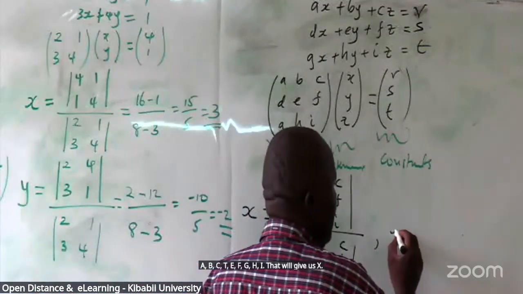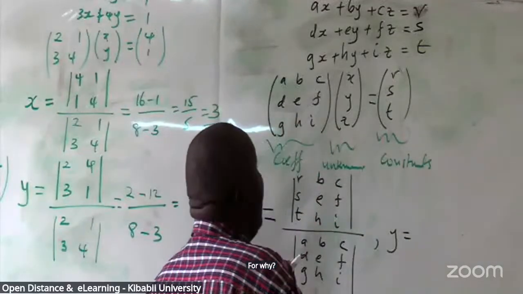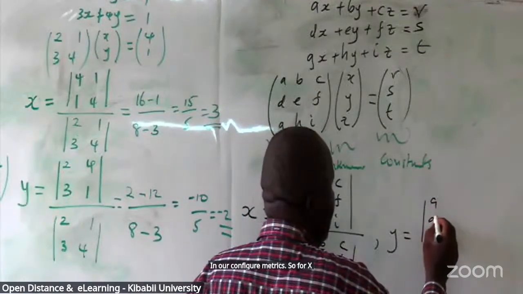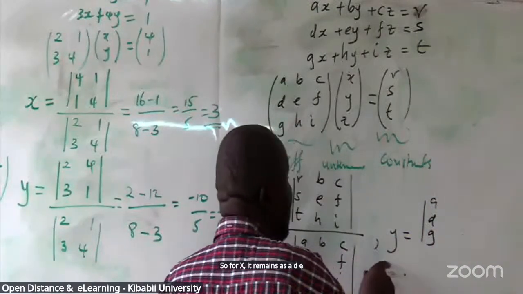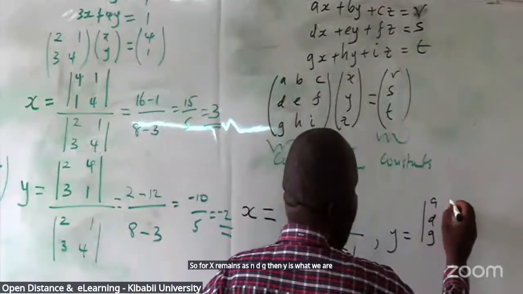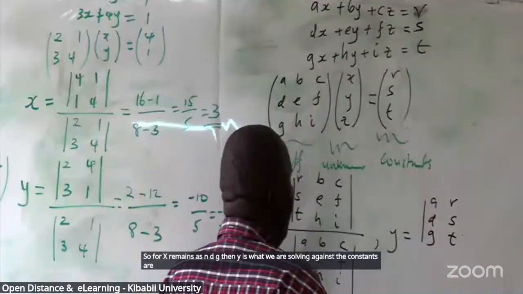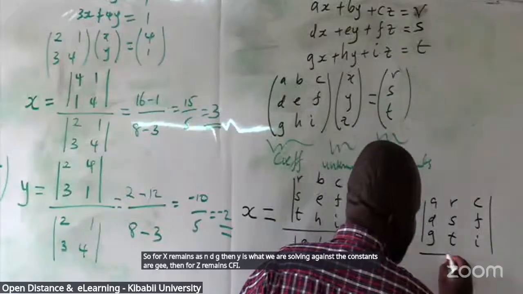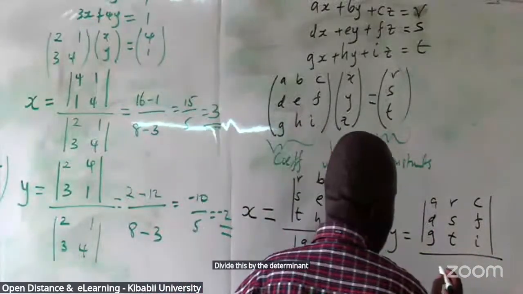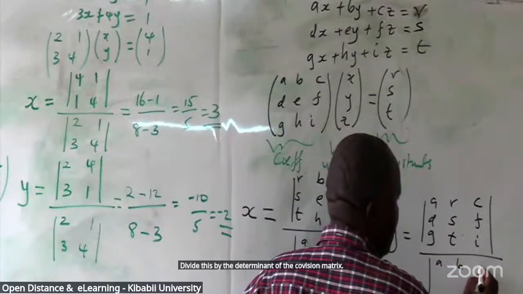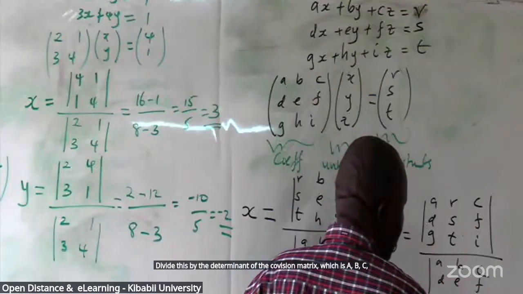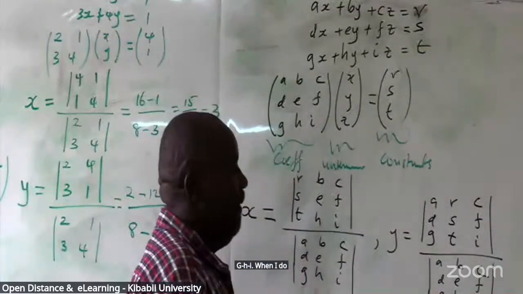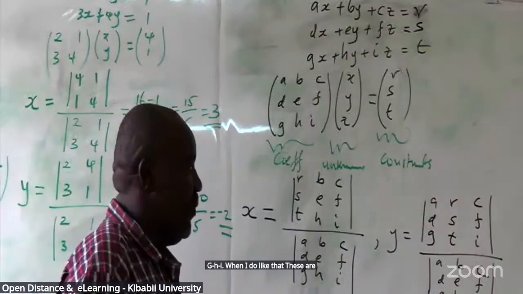For y, we substitute the coefficients of y in our coefficient matrix. So for x remains as a, d, g. Then y, what we are solving, gets the constants r, s, t. Then for z remains c, f, i. Divide this by the determinant of the coefficient matrix, which is a, b, c, d, e, f, g, h, i.